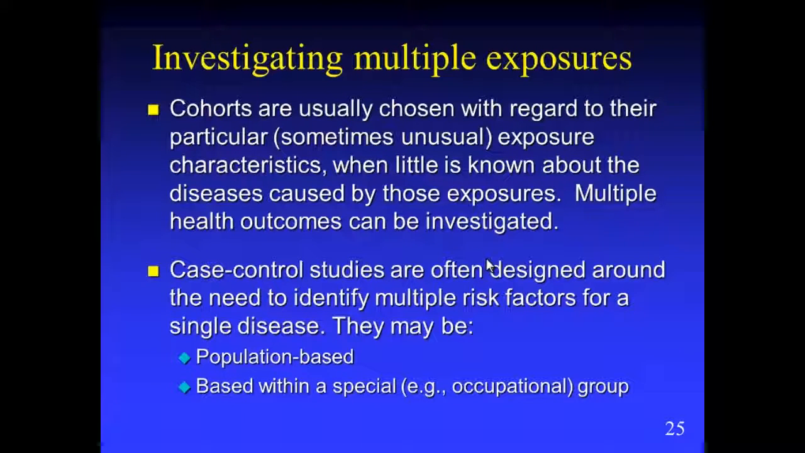So if you remember, cohorts are usually focused around particular exposures. You identify an exposed group and an unexposed group, and you follow them in time, and you look to see what health outcomes the exposures cause. So you can flip it around for case control studies. You have a disease of interest, and so you examine multiple potential causal factors, multiple exposures, to see if any of them appear to be risk factors. So it depends. If your focus is on an exposure, then you might want to do a cohort study. But if your focus is on a disease, then you might want to do a case control study.